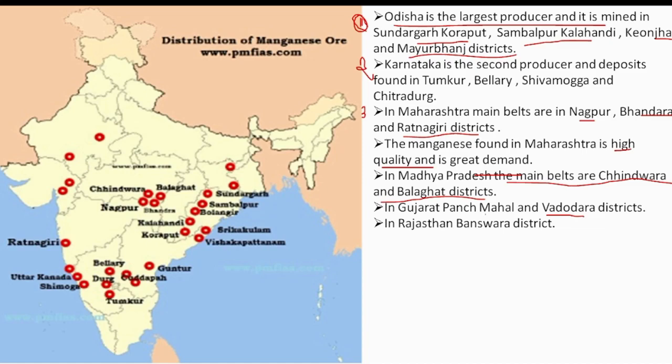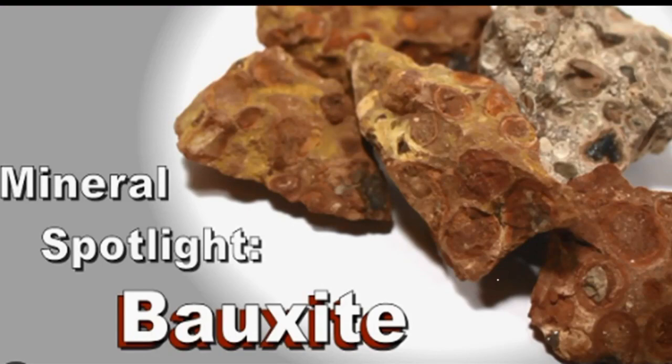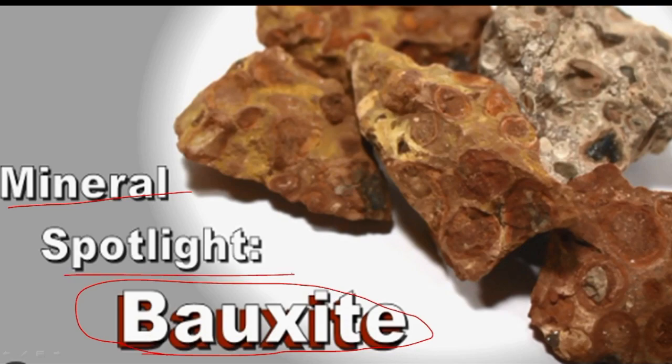And in Rajasthan also, manganese ore is found. And in Andhra Pradesh, it is found in Visakhapatnam, Kurnool, Srikakulam districts. In Jharkhand, Singhbhum. Now we'll be discussing the next very important topic, which is bauxite. Bauxite is a mineral spotlight.